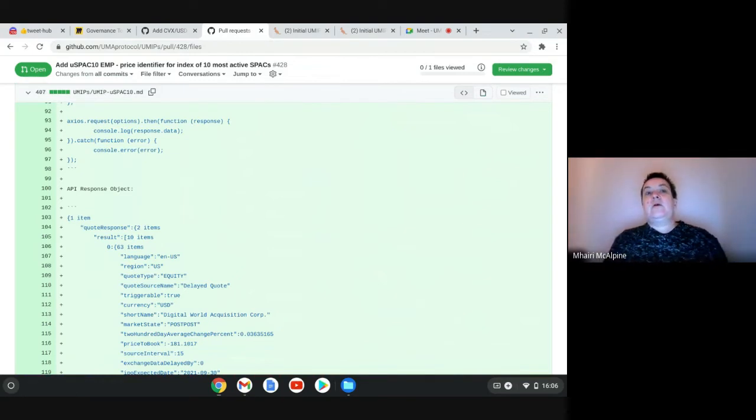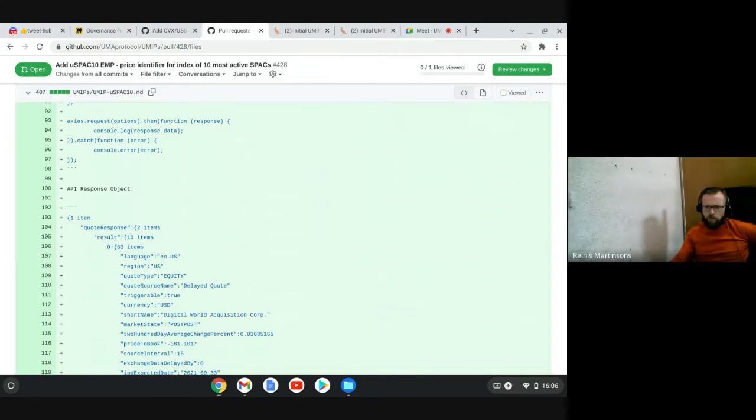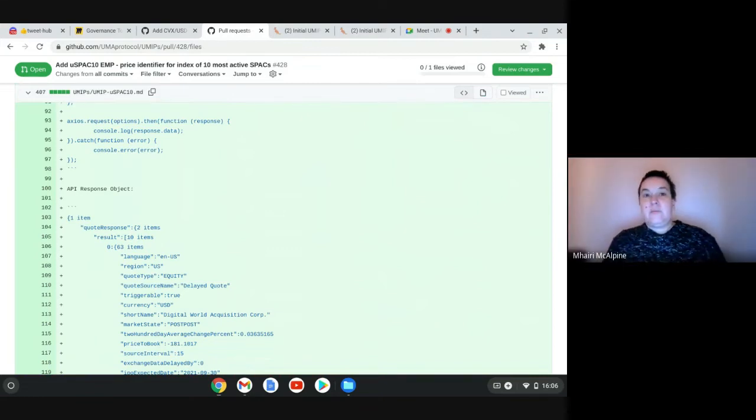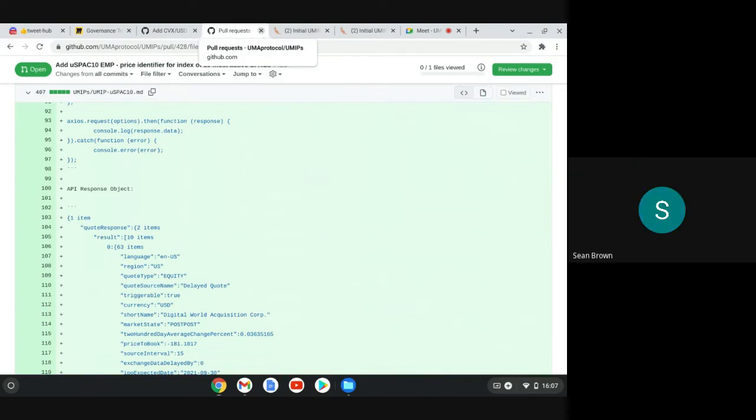So on 428, we have a go with condition to update the price feed implementation to use the last interval close price. Okay. Cool. Is everyone in agreement with that? Makes sense to me. Yep. Excellent.